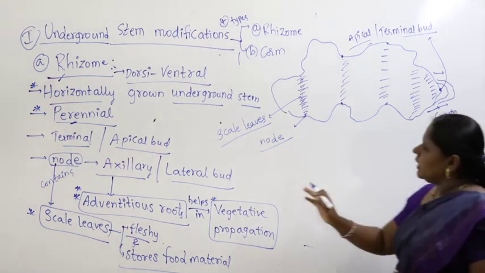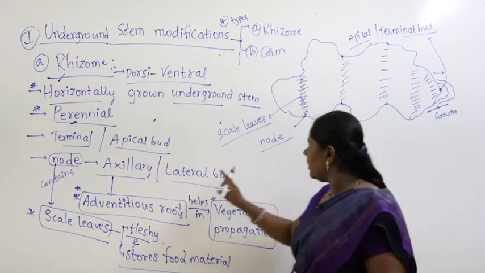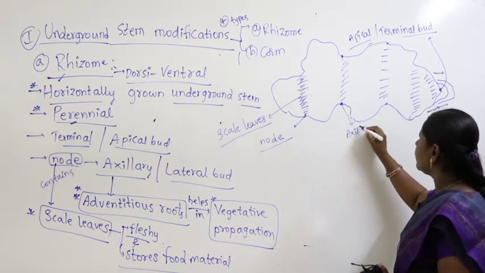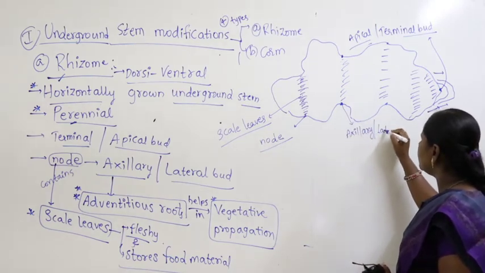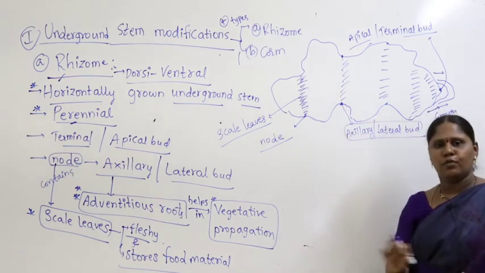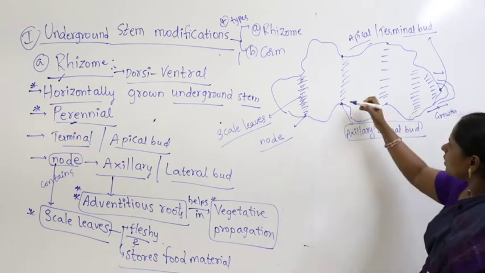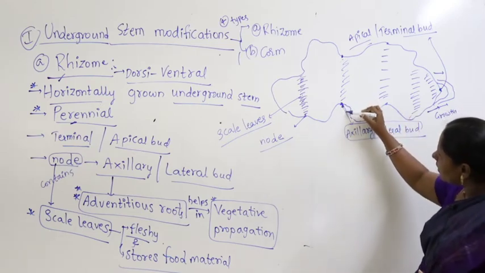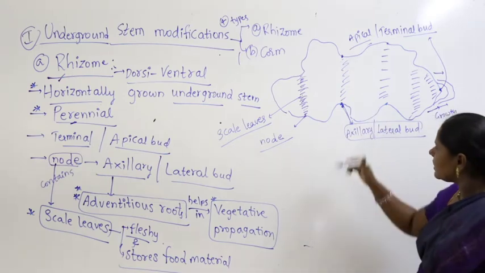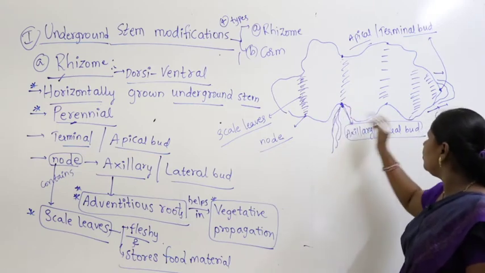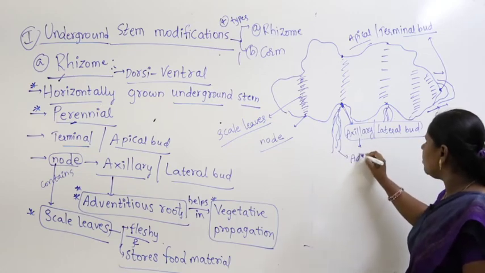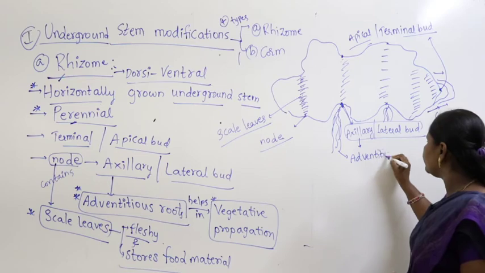Next, laterally, what you can see is the axillary or lateral bud. Let us imagine here itself, you can call this axillary, or itself called lateral bud. Not from all nodes, only from a few nodes you can see the formation of the bud. That bud itself is called axillary bud or lateral bud. Now this axillary bud is involved in the formation of the roots. These roots are called adventitious roots.